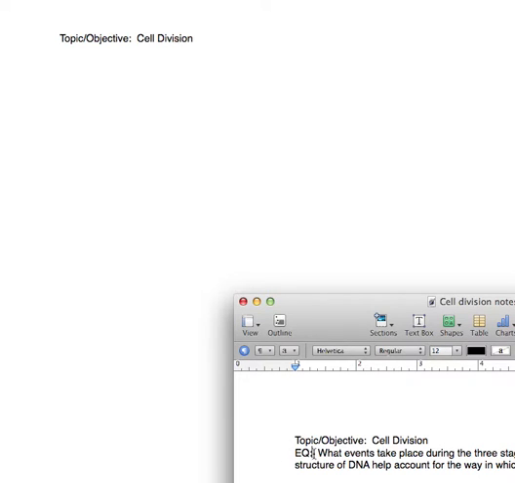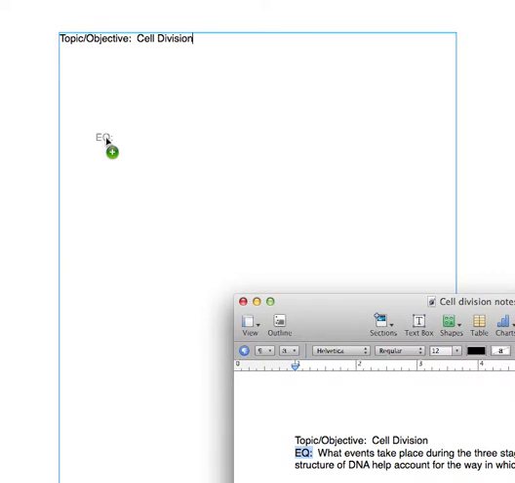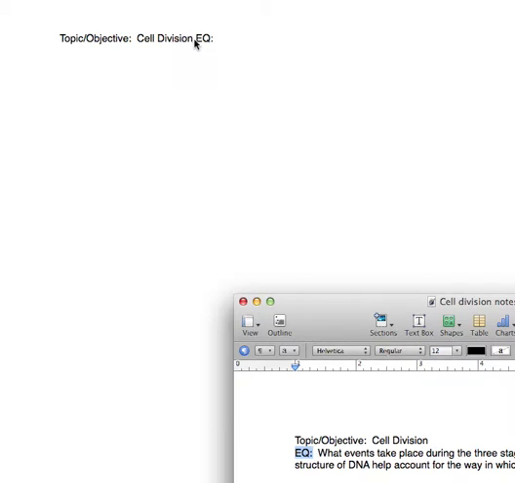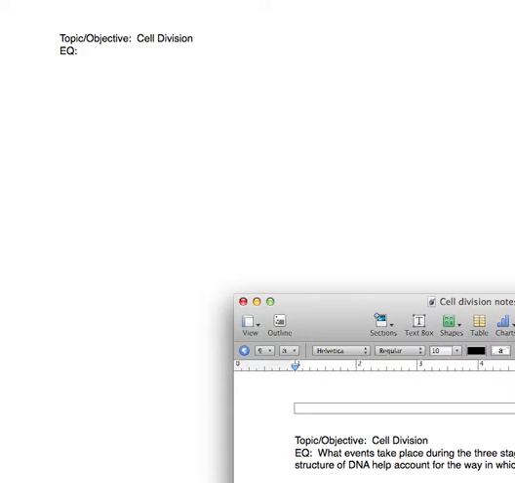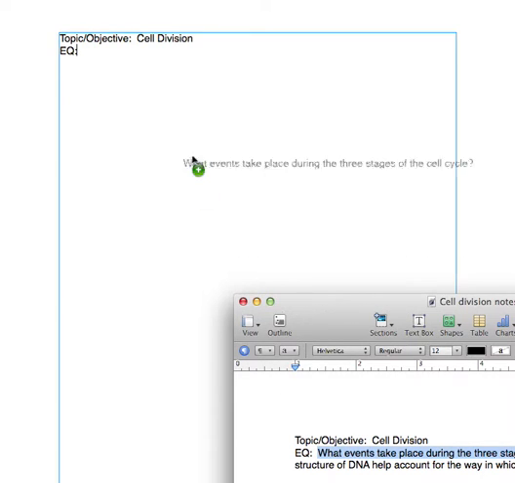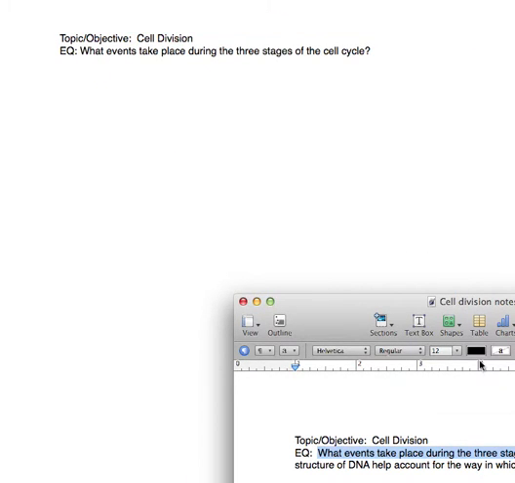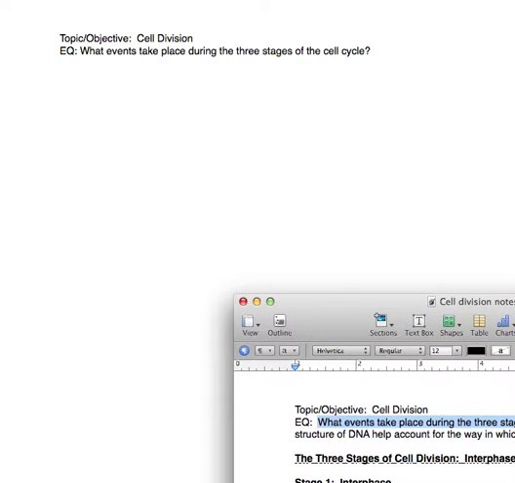We have two separate essential questions today for the purposes of these notes, and the first one is what events take place during the 3 stages of the cell cycle. And the second essential question is how does the structure of DNA help account for the way in which DNA copies itself? So the way DNA is set up makes it a lot easier for it to replicate or copy itself.